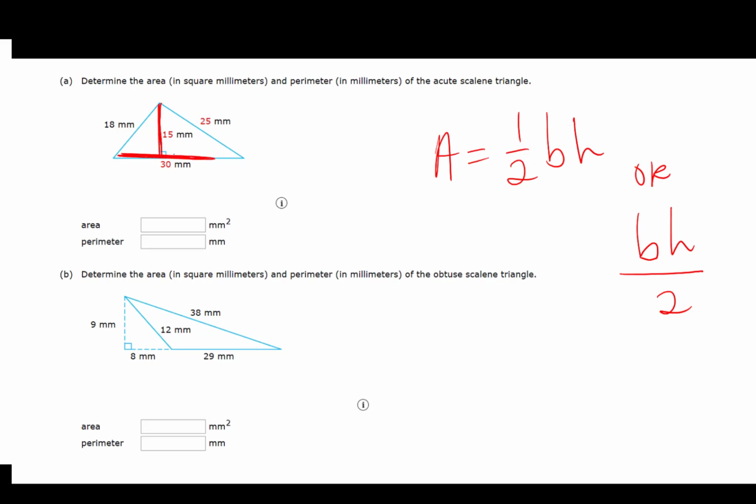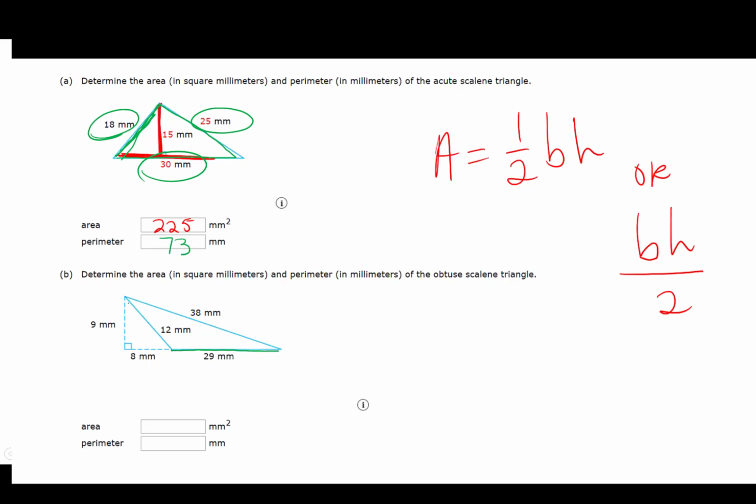There's our perpendicular lines. And so to find the area would be 15 times 30, and then we'll take half of that, which is 225. Next, the perimeter is just this blue line, 3 sides, and so it's 18 plus 25 plus 30, and that would be 73.